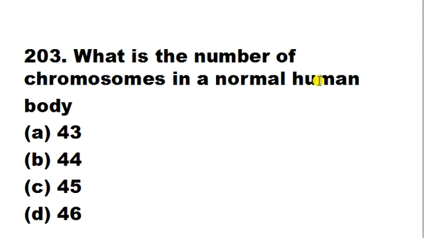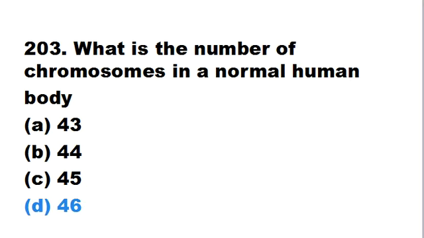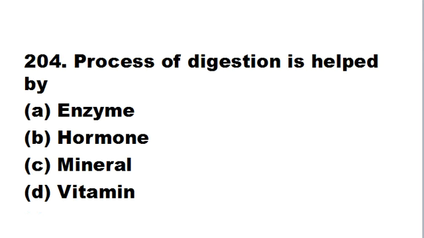What is the number of chromosomes in a normal human body? 43, 44, 45, 46. In a human body, or we can say in a human cell, there are 23 pairs of chromosomes. That means the total number of chromosomes is 46. So here the correct answer is D. Process of digestion is helped by enzyme, hormone, mineral, vitamin. Its correct answer is A.